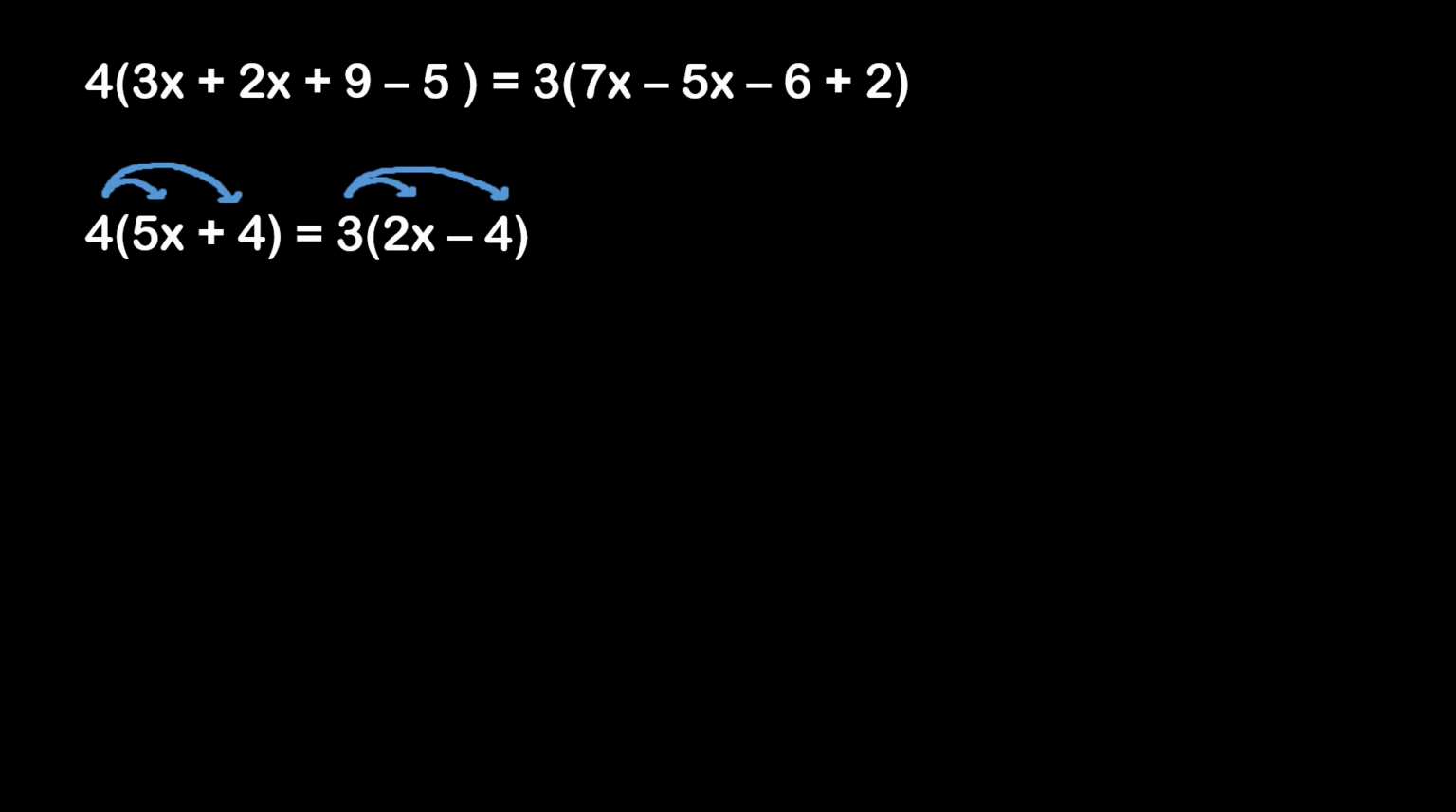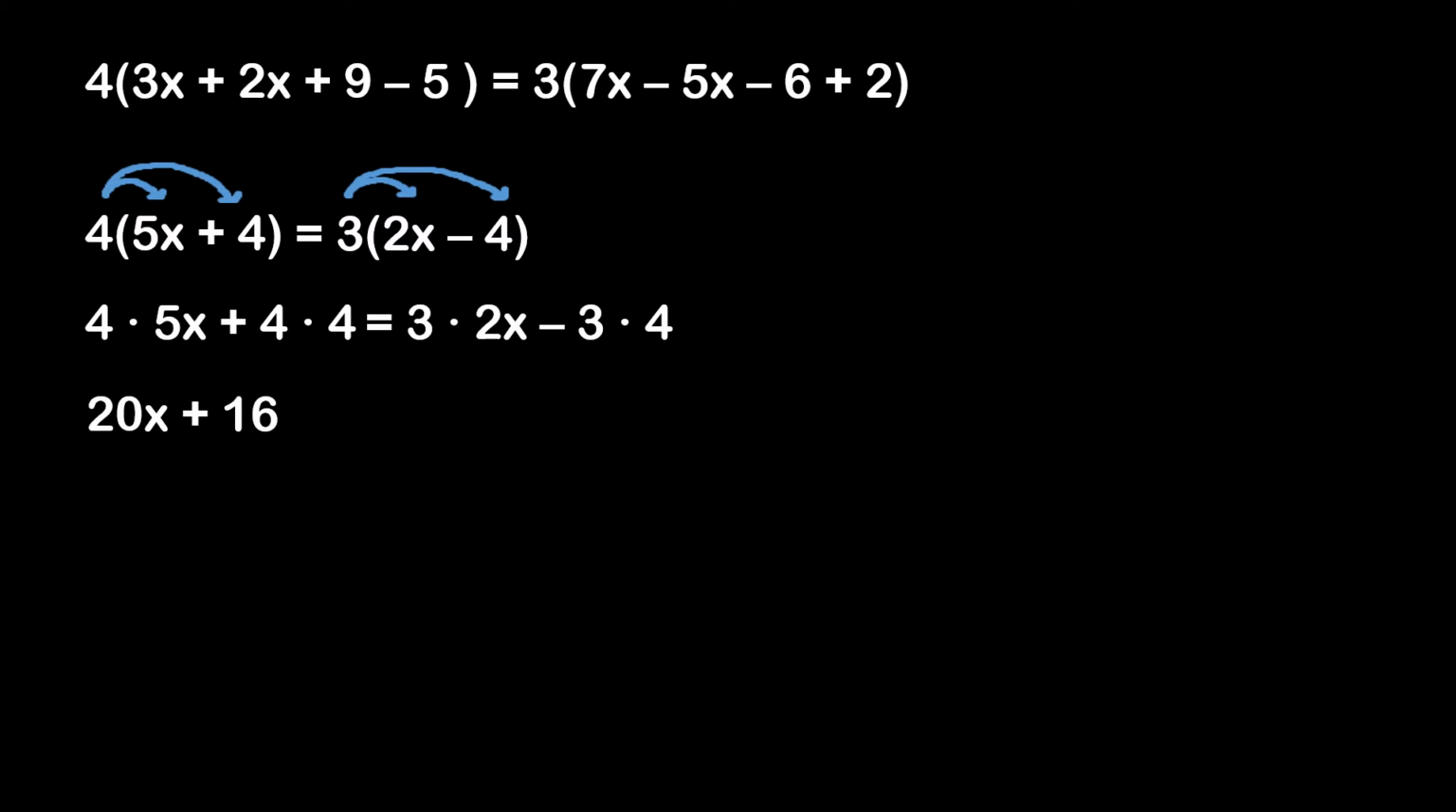And so we'll have 4 times 5x plus 4 times 4 is equal to 3 times 2x minus 3 times 4. And then the 4 times 5x is 20x, and the 4 times 4 is 16. So you have 20x plus 16 on the left-hand side of the equation. On the right side, 3 times 2x is 6x, and 3 times 4 is 12. So you have 6x minus 12.